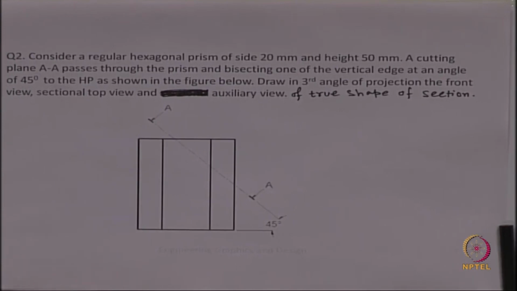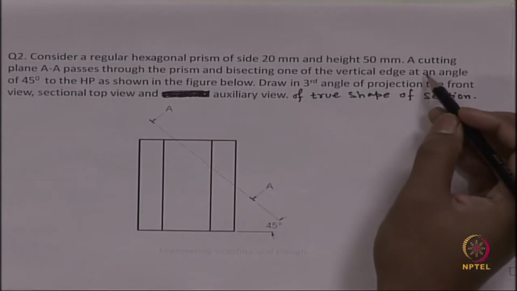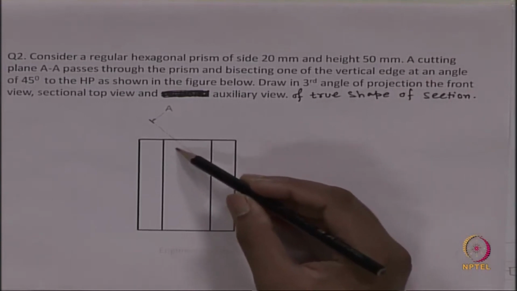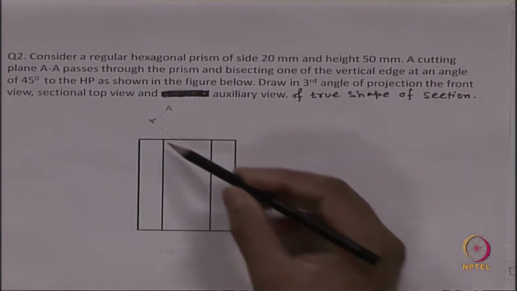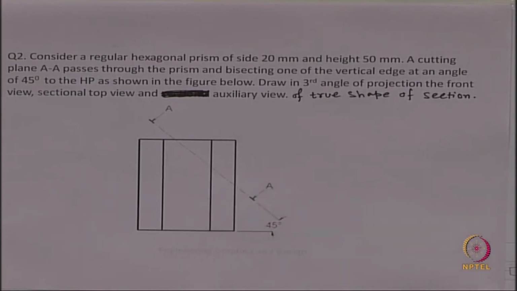If you read the problem, consider a regular hexagonal prism where the cross section will be a regular hexagon. The side length is 20 millimeter, the height is 50 millimeter, and a cutting plane AA passes through the prism, and this cutting plane is cutting the prism at an angle of 45 degree.